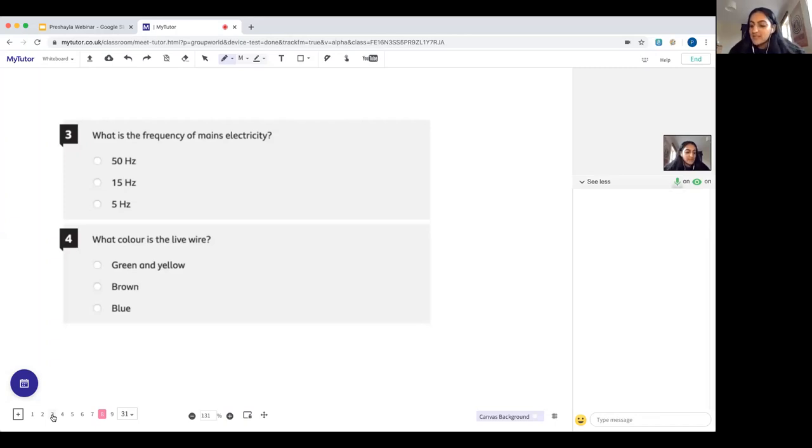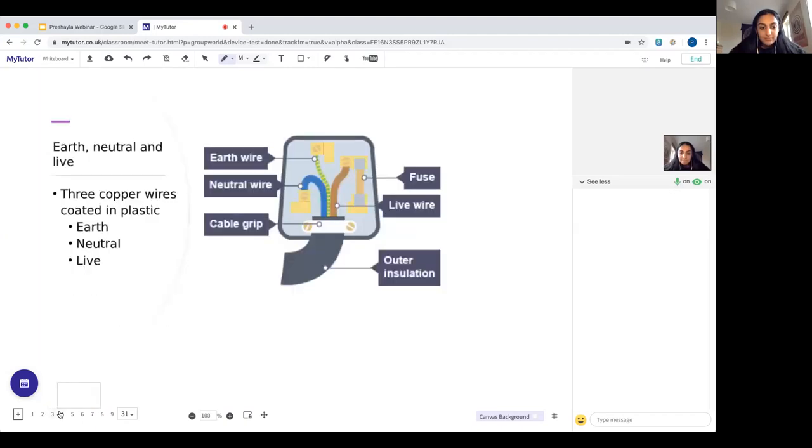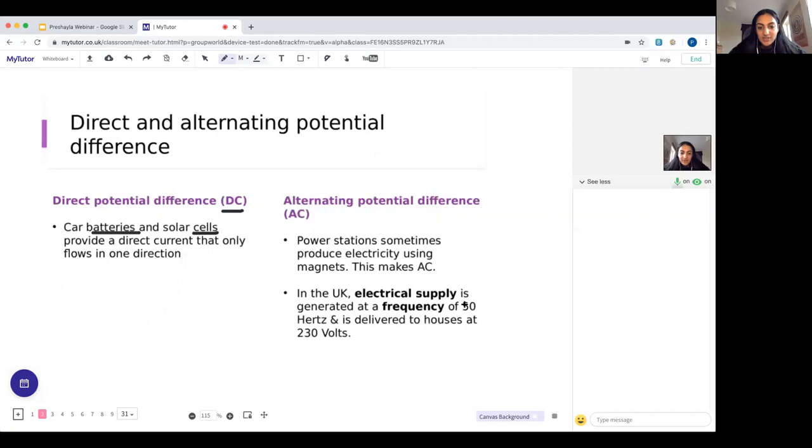Okay, cool. I can see a lot of you getting the right answers, which is really great. So what is the frequency of mains electricity? Well, that's 50 hertz. So the two key features of mains electricity is that it's 230 volts and 50 hertz. Okay, so if we go back to this slide here, you can see that the mains electricity is frequency of 50 hertz and voltage of 230 volts.